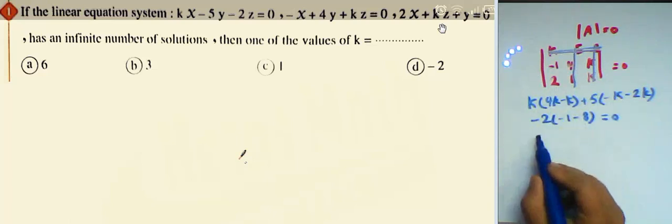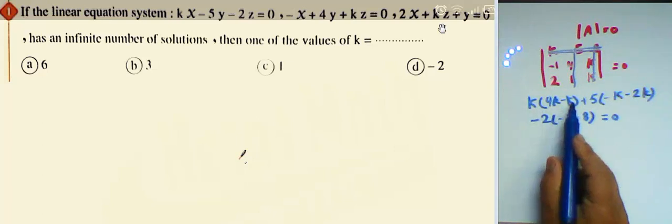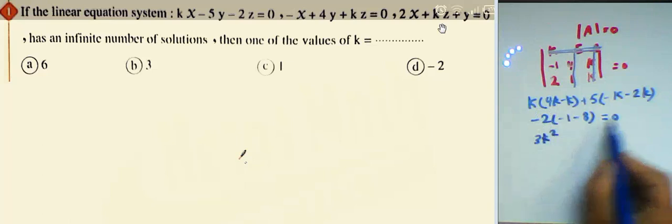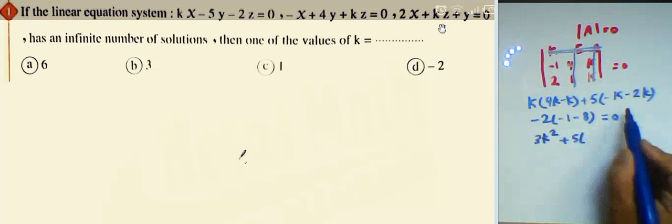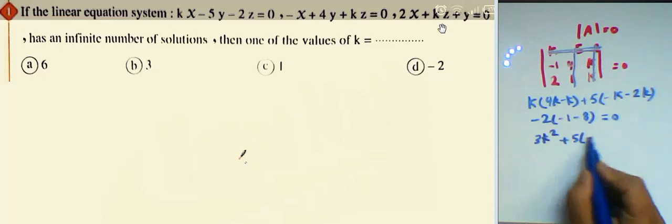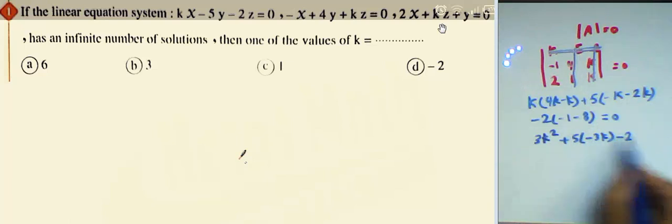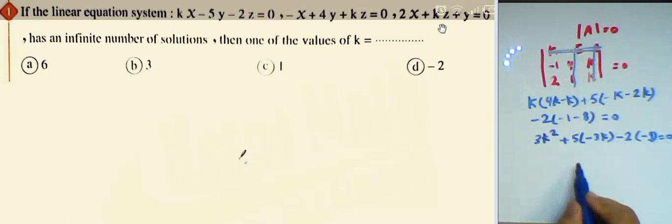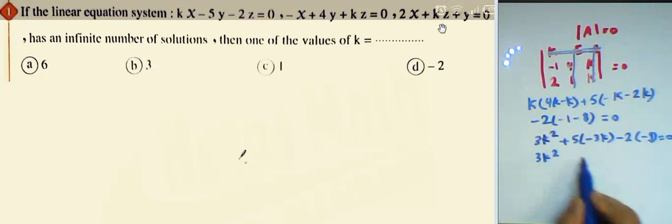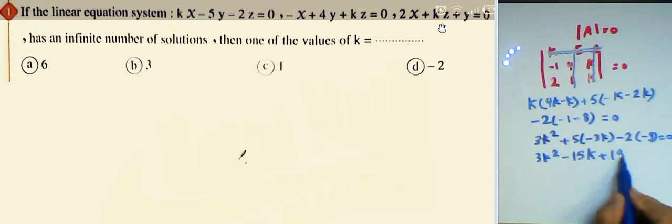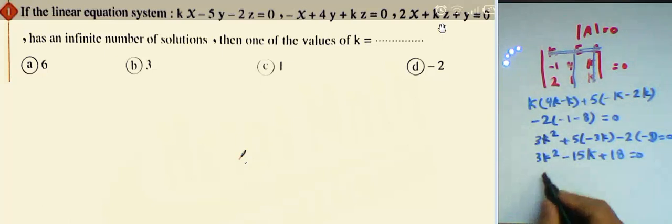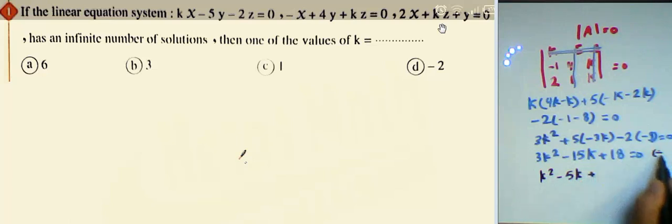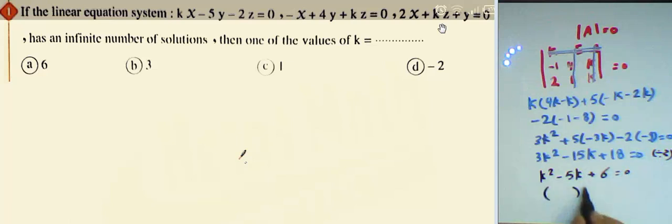Then 3k times k will be 3k². Here we have 5 outside, −k plus −2k will be −3k, and −2 multiplied by −9, equal to 0. So 3k² − 3 times 5 equals 15k, plus 2 times 9 equals 18, equal to 0. Then we can divide by 3 to simplify: k² − 5k + 18 divided by 3 equals 6, equal to 0, and we can factorize it.